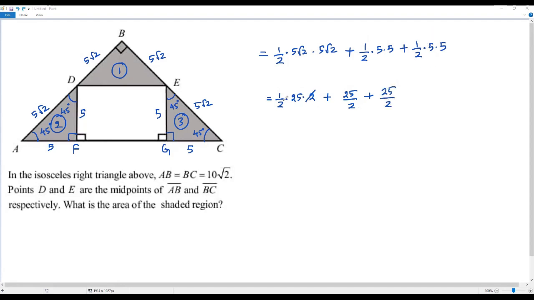Here this 2 will cancel out. 1 times 25 is 25. When I divide 25 by 2, I'm getting 12.5. Here also we have the same value, 12.5. When I add these two values, I am getting 50. So the area of the shaded region is 50 square units.